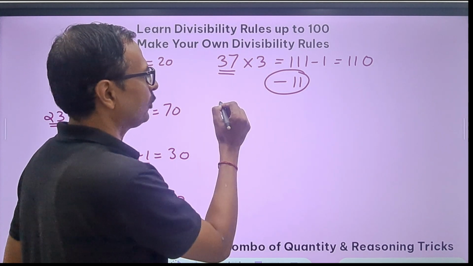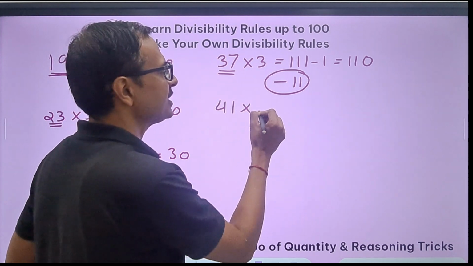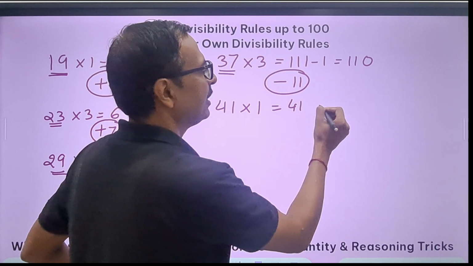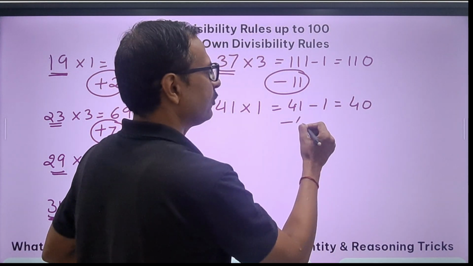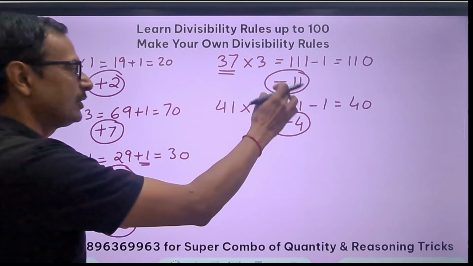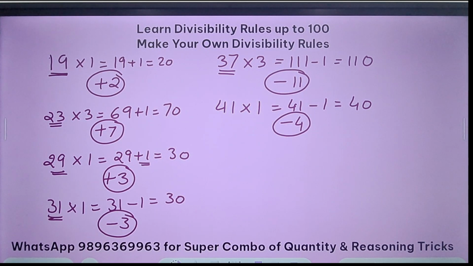39 is not prime. 41, very easy again because 1 times 41, minus 1 is 40. So negative oscillator with the 4 tenths, so minus 4. See, the oscillator differs for every number. Every prime number has a different oscillator.